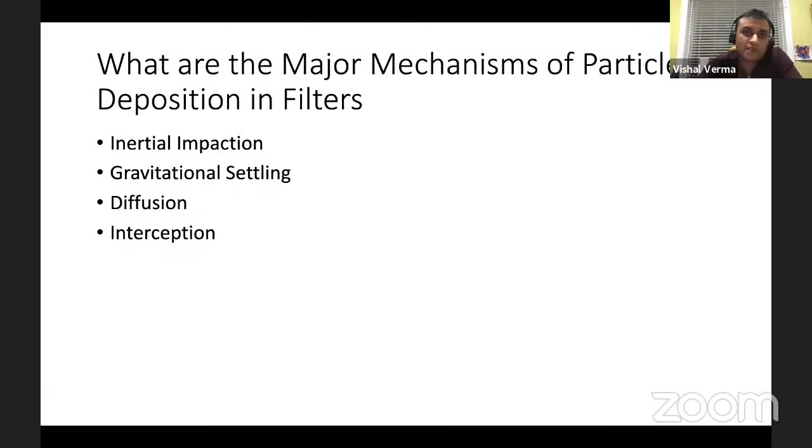So this is something I would like to show here: what are the different mechanisms by which this mask removes the particles. One common misconception about the filtration of particles in filters or the mask is that it probably removes the particles by sieving. That's not true. It removes the particles by four different mechanisms, which are called inertial impaction, gravitational settling, diffusion, and interception. And I will talk about it briefly.